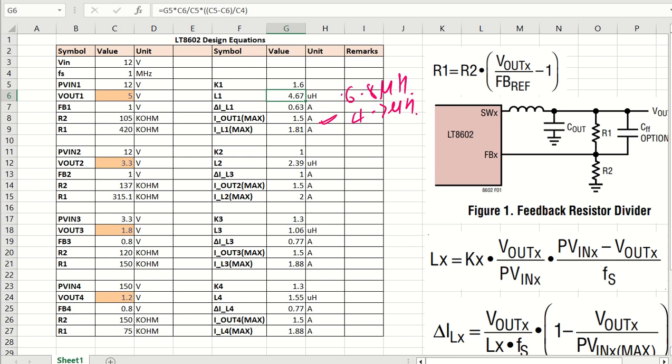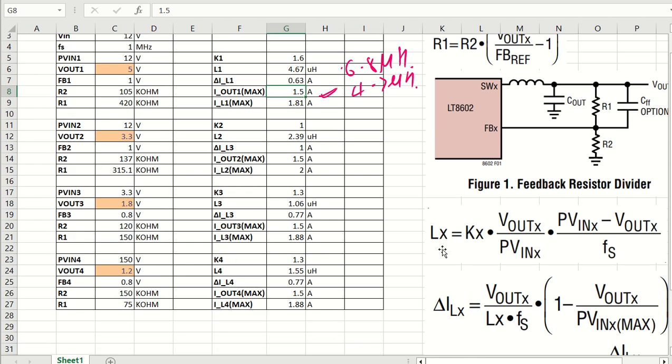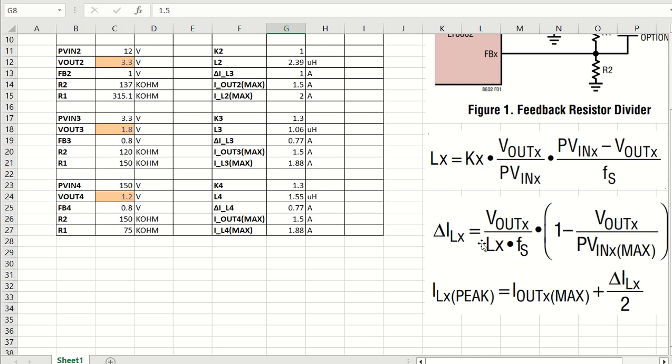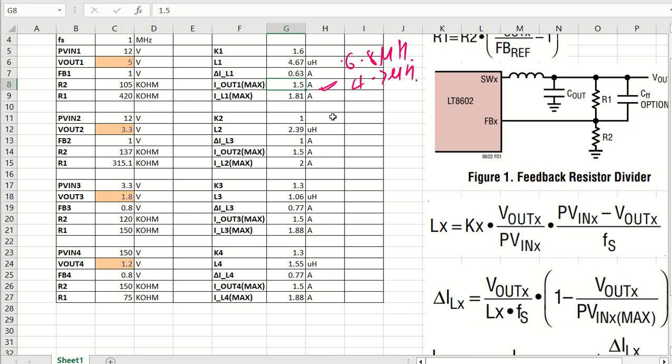Okay, so you put that value, which is your 1.5 ampere, and similar to that, the ripple current that you have to calculate using this particular formula, which is going to be delta ILX is equal to V out x by LX into Fs multiplied by 1 minus V out x by PV in maximum. So PV in maximum I am considering 12 volt only. Okay, and if you want to utilize more, then you can use more, and this is how ripple current will increase.